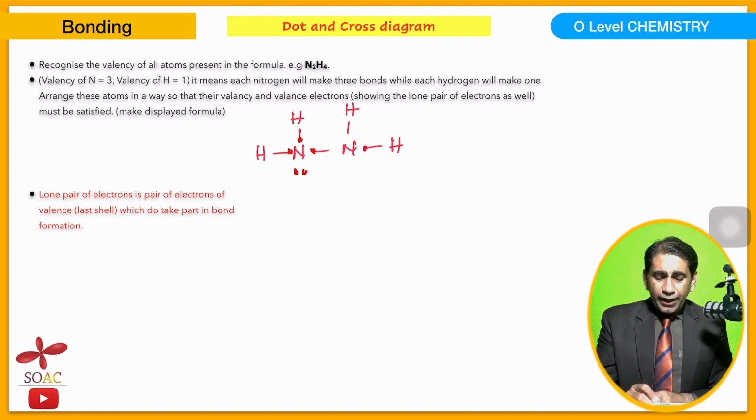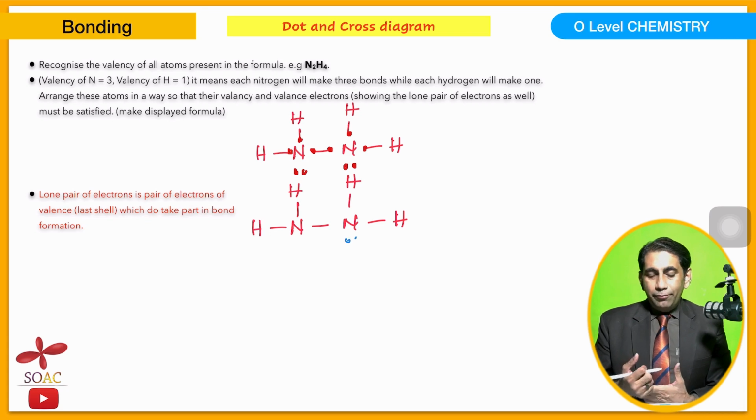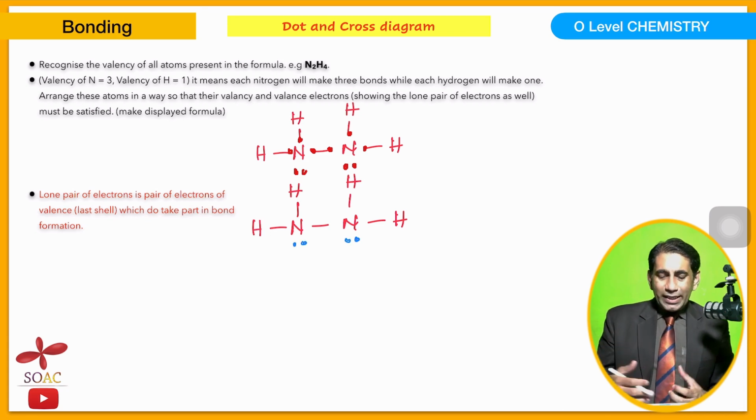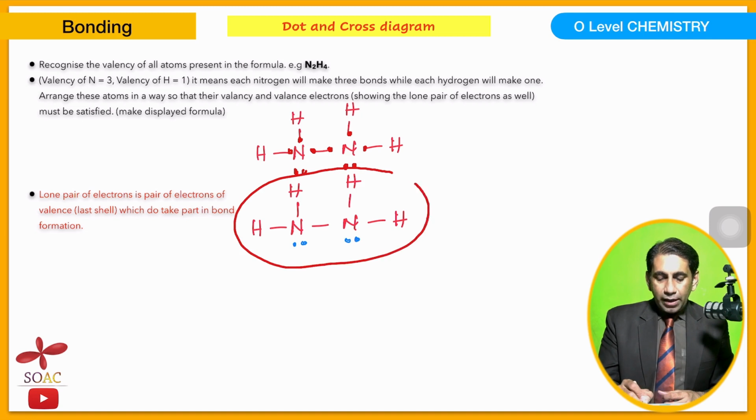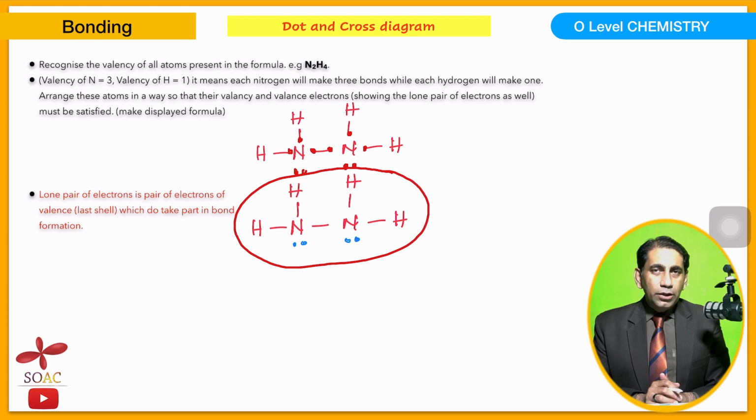Same is the case with the other nitrogen. It is also using its 3 outer shell electrons in covalent bonding, and one pair of electrons is yet unbonded. The unbonded pair of electrons residing in the last shell is said to be a lone pair. I am drawing a new diagram with lone pairs. So this is the complete Lewis diagram of N2H4.